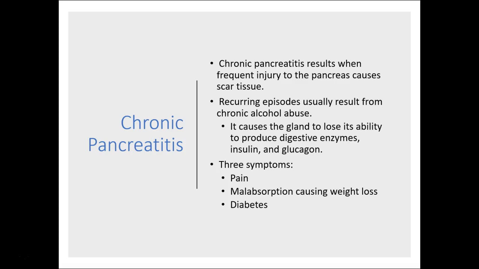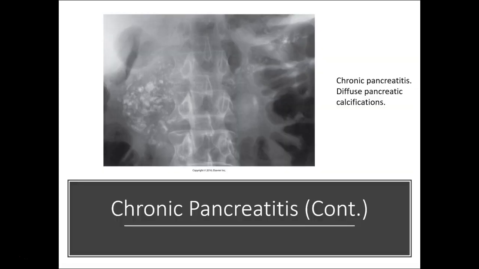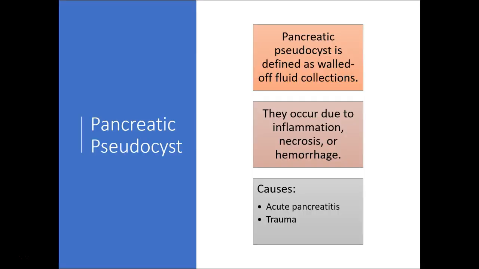So the 3 symptoms are acute pain, it is very, very painful, malabsorption, causing weight loss, and it can cause diabetes. So this is what it looks like here. This is chronic, so you can see the calcifications within the pancreas. All in here, all that is calcifications from scar tissue going into the pancreas.